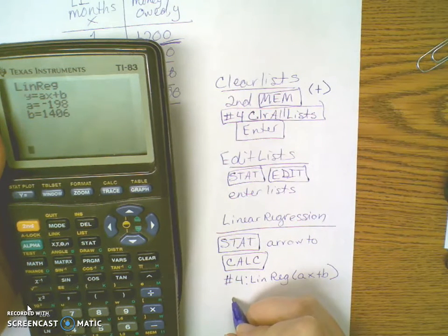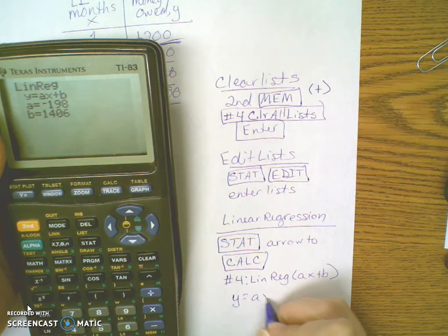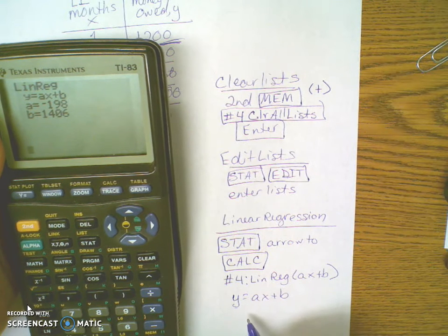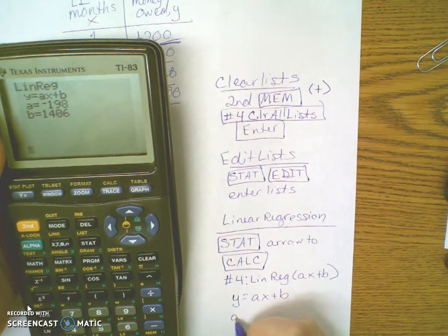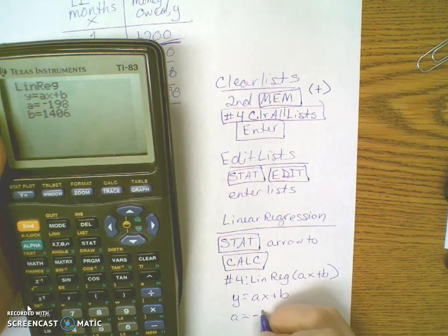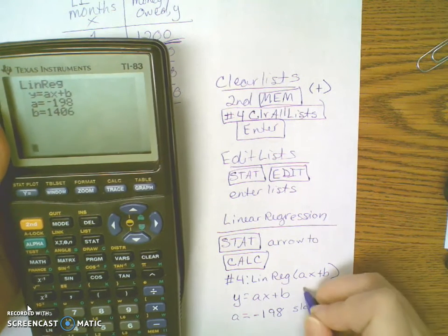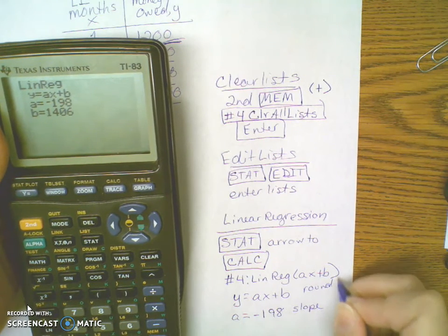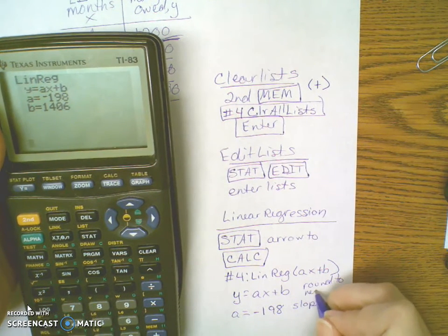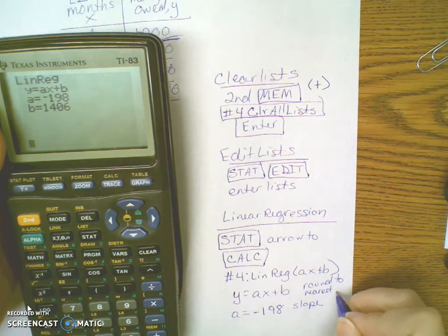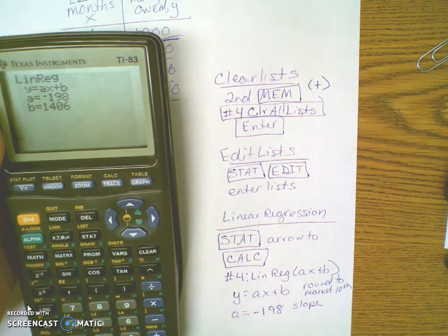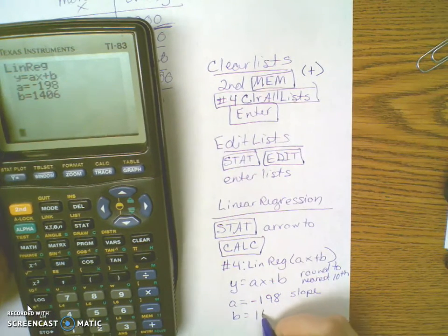It'll say y equals ax plus b, and then it'll tell you what your a and what your b is. For me, a is negative 198, and that's going to be the slope. Sometimes you're going to have to round to the nearest tenth. This one, I don't have to. Round to the nearest tenth if necessary.